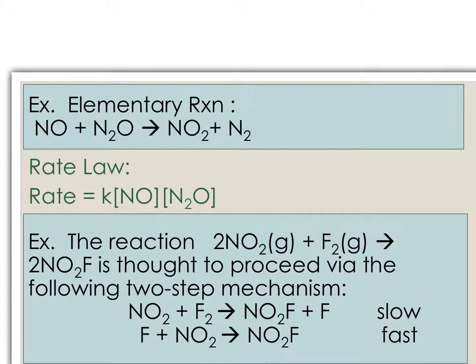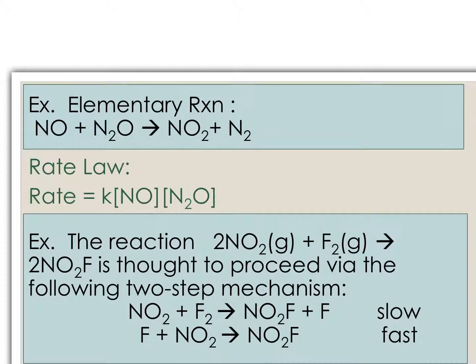For the next one, the reaction of 2NO2 plus F2 makes 2NO2F is thought to proceed via this two-step mechanism. So instead of all 3 of these colliding at the exact same time, which is statistically very unlikely, what is more likely is one of these NO2s collides with an F2. They have enough energy and they collide in the correct orientation, and that separates the bond of the F2 and creates an NO2F and leaves a free floating F.